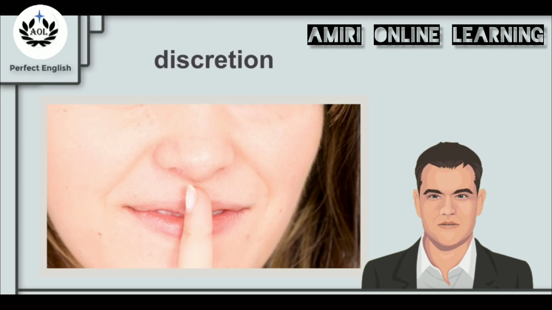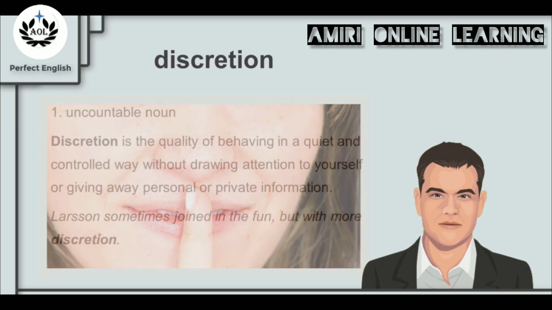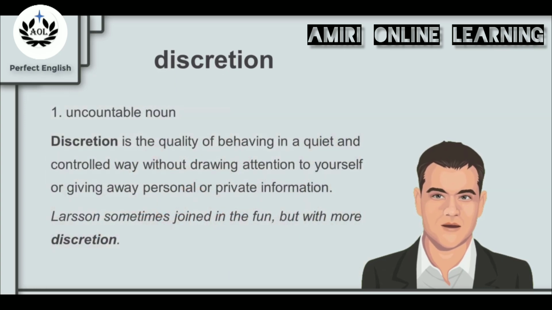Now you look at the picture and you can see that this lady is holding her finger on her mouth, and this gesture usually means to calm down, not to make any noises, or we can use it sometimes to keep things as a secret. Could that be the meaning of discretion, or is that related to the word discretion? Let's find out. Now, discretion is an uncountable noun.